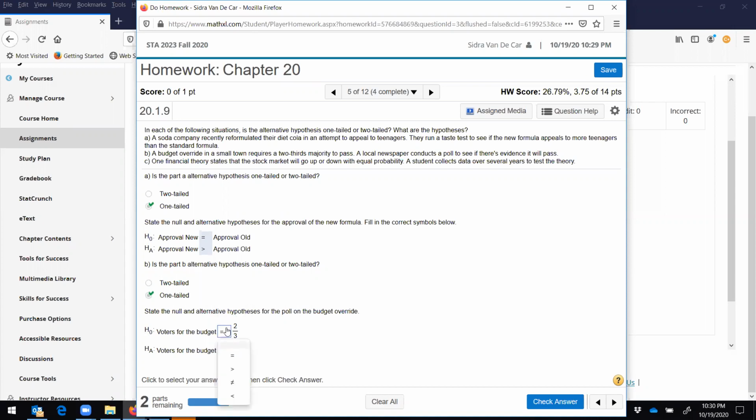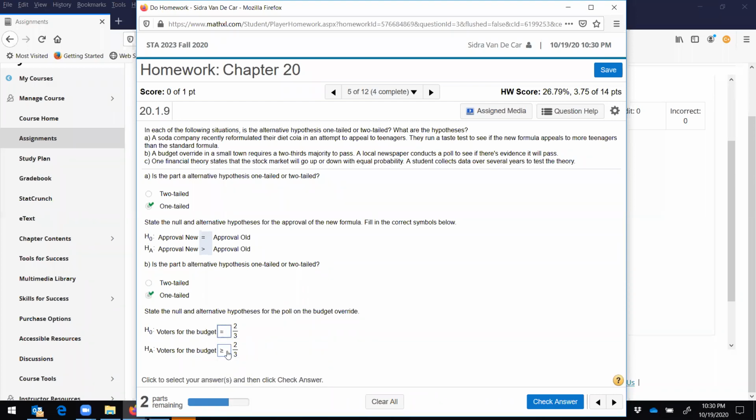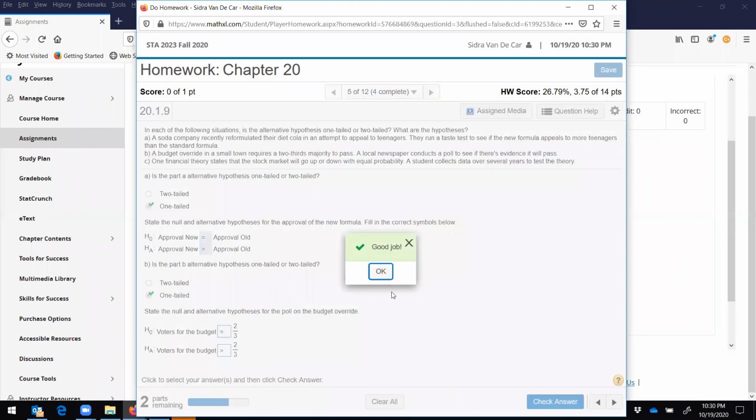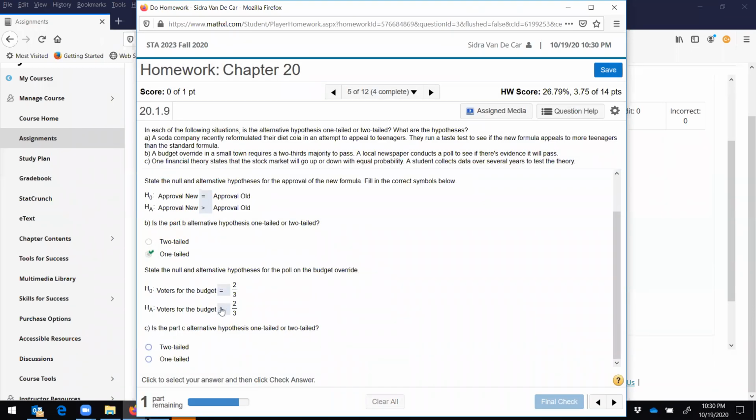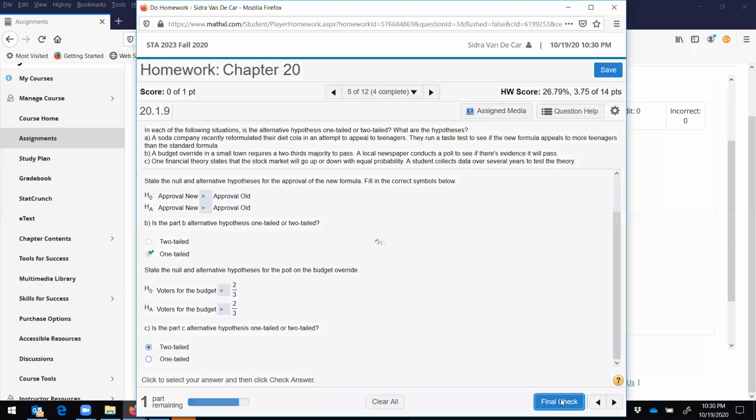So this should actually be greater than, and this should be less than. I don't know if it'll let me take that or if it wants that equal there. Let's check it. Nope, it wants the equal there. So equal there, and then we would have to do strictly greater than here. Again, the equal to really should be here based on the way this is phrased, because it requires a 2/3 majority to pass. All right, part C. One financial theory states that the stock market will go up or down with equal probability. A student collects data over several years to test the theory. That's two-tailed because it's going up or down with equal probability.